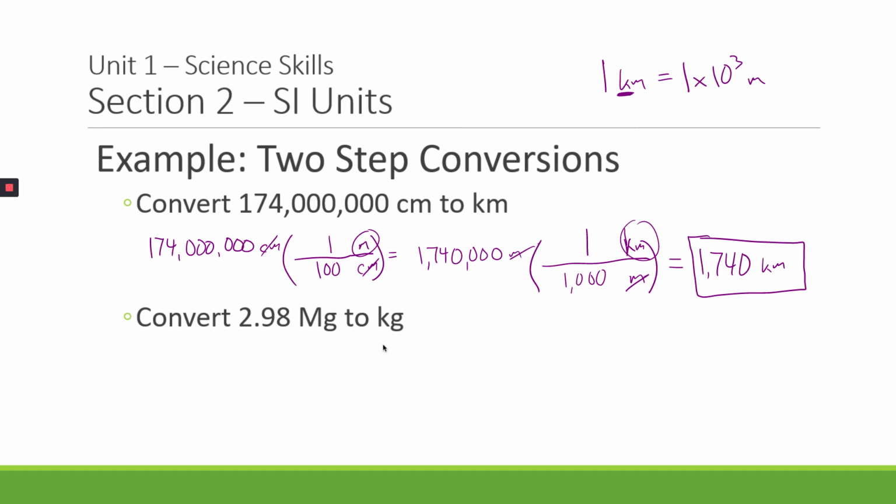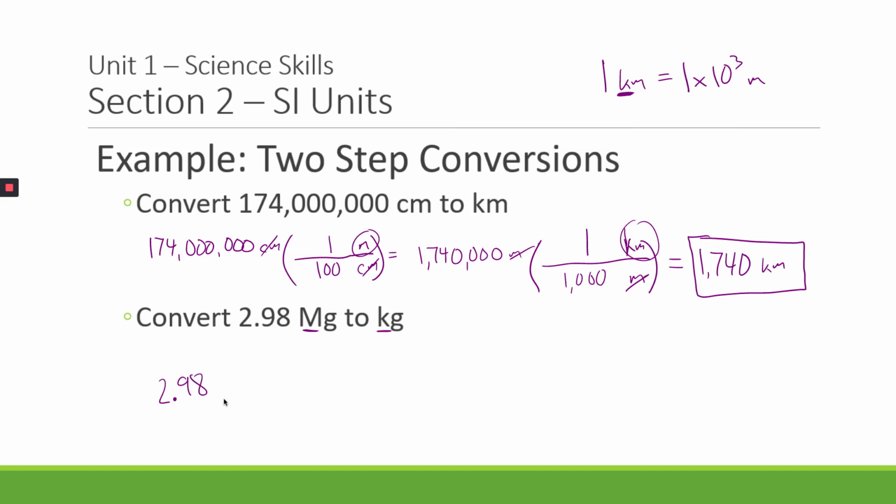All right, let's do one more. This will be our last one for today. 2.98 megagrams to kilograms. Again, prefix to prefix. Can't do that. I don't know how many megagrams are in a kilogram. So we're going to have to do this as 2 steps. I'm going to do something a little bit clever here. This is fully 2 steps, but I'm just going to do it as one big process.